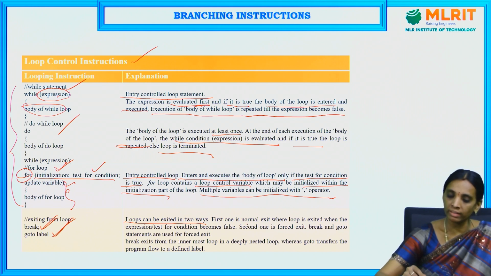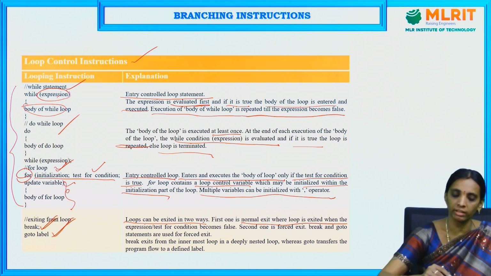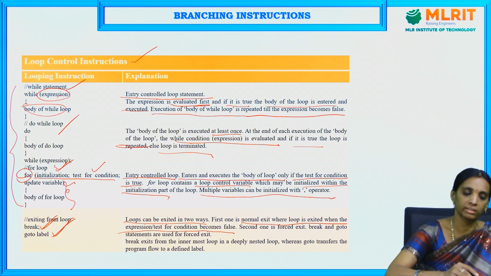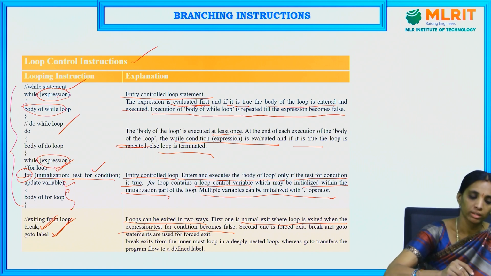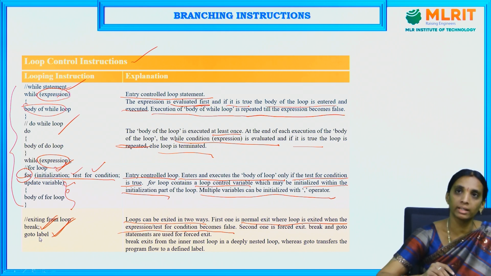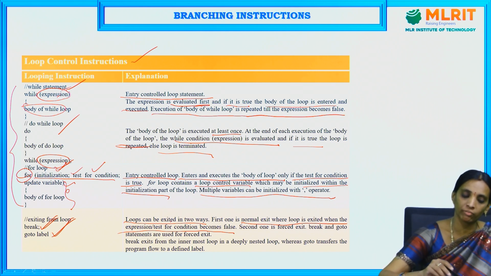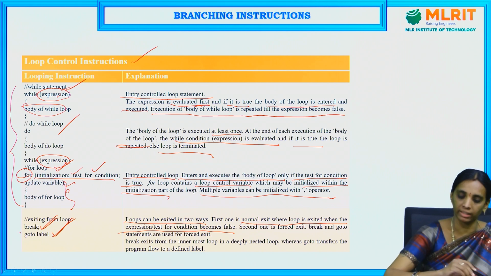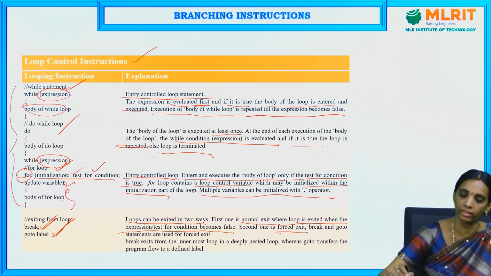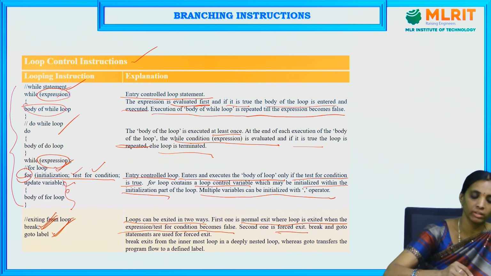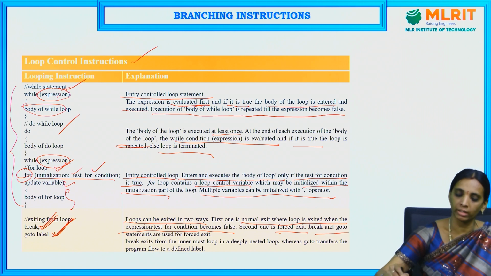The first one is normal exit, where the loop is exited when the expression or test for the condition becomes false. So when the test given in that case is false, then it will automatically exit from that loop. And the second one is forced exit. So here it is normal exit, and it is forced exit. The break and go to are used for forced exit.